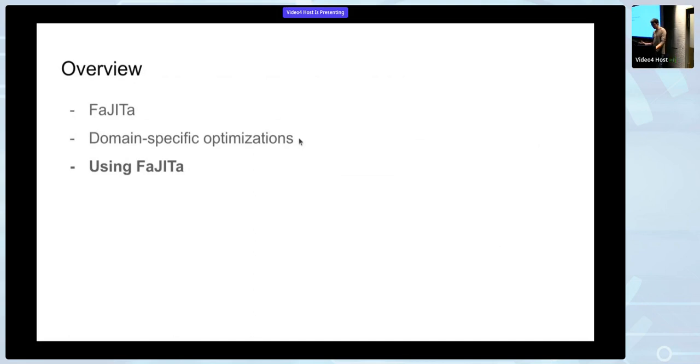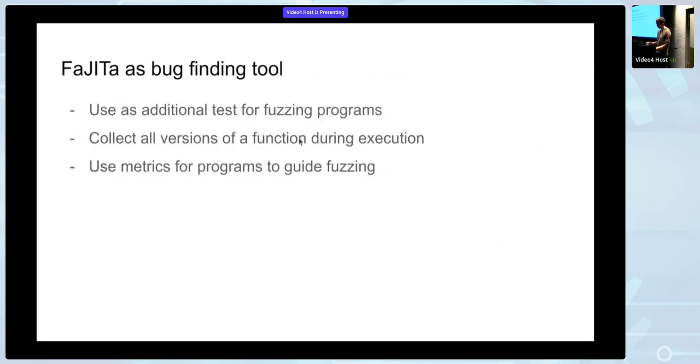Okay, so we've got this giant tool now, which is able to do translation validation on specific programs, but what can we actually use it for? So the primary thing that we're using FaJITa for at this point is as a bug finding tool. And we're doing this as basically an additional test for fuzzing programs. So rather than only worrying about trying to figure out when programs crash for the programs that we fuzz, we're able to do this very advanced extra test where we're able to detect if very subtle things go wrong in the optimization pass.